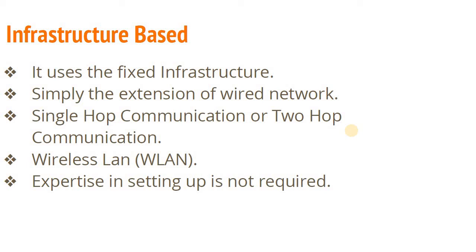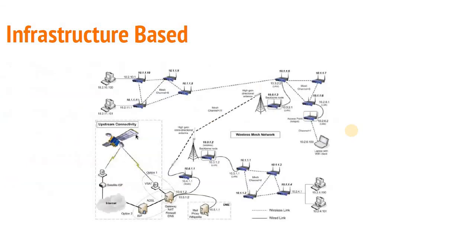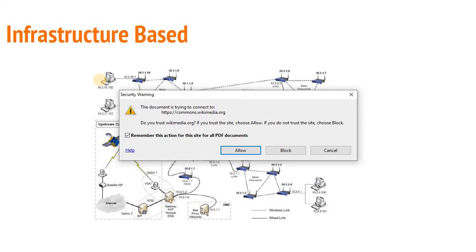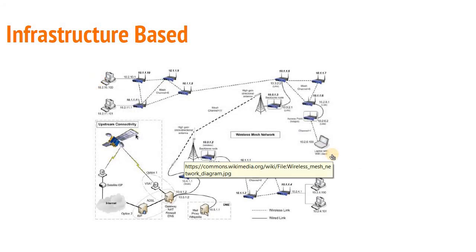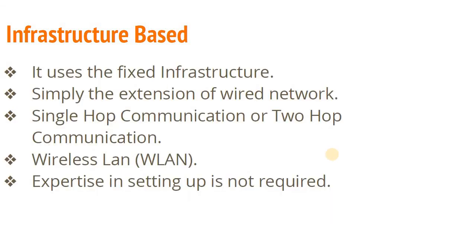Then the wireless LAN, WLAN. One of the infrastructure based services is the wireless LAN. Here the adapters of the routers are placed, and these two systems are connected to this wireless adapter. So this is an example of the WLAN, that is wireless LAN. Expertise in setting up is not required because there is no need for lining of cables, no need to maintain extra switches or plugs. So expertise is not needed, you just have to place your adapter, follow the instructions, configure your adapter, and you can use the internet by connecting your mobile devices to this adapter.